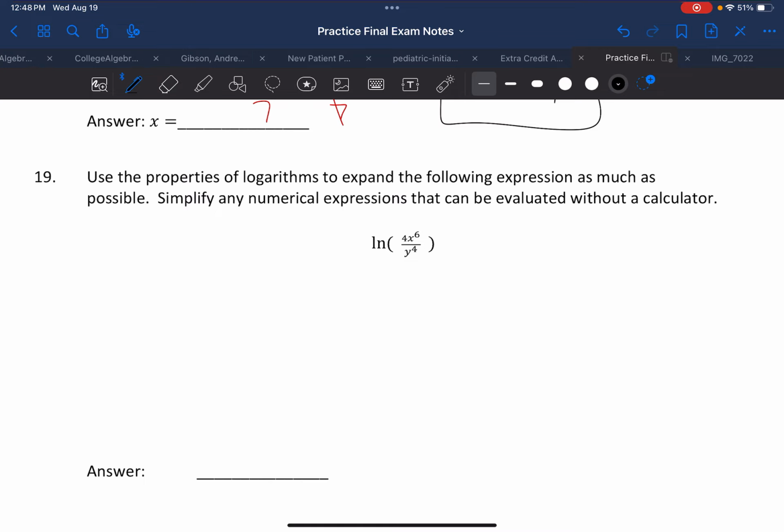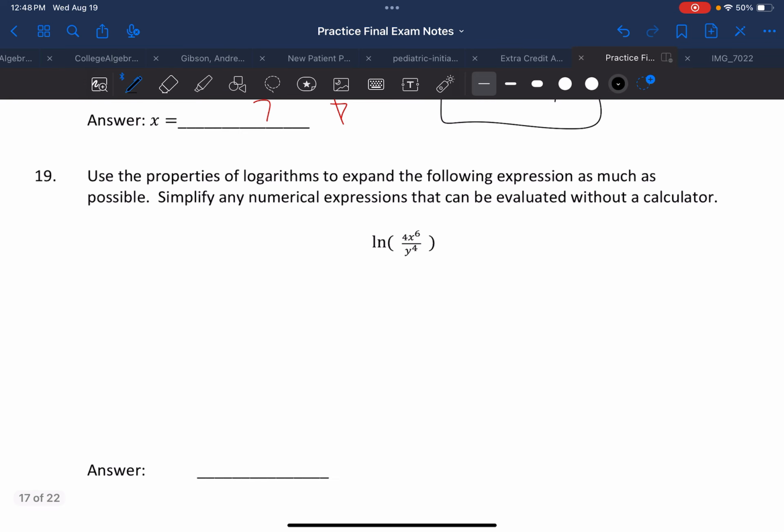Number 19 says to use the properties of logarithms to expand the following expression as much as possible. So these properties of logarithms are properties that allow us to rewrite certain logs. So I'm going to write what they are here. So the first one is in log and ln. It works with both. Ln is the natural log, and let me just write this rule too. Ln of x is the same thing as log base e of x.